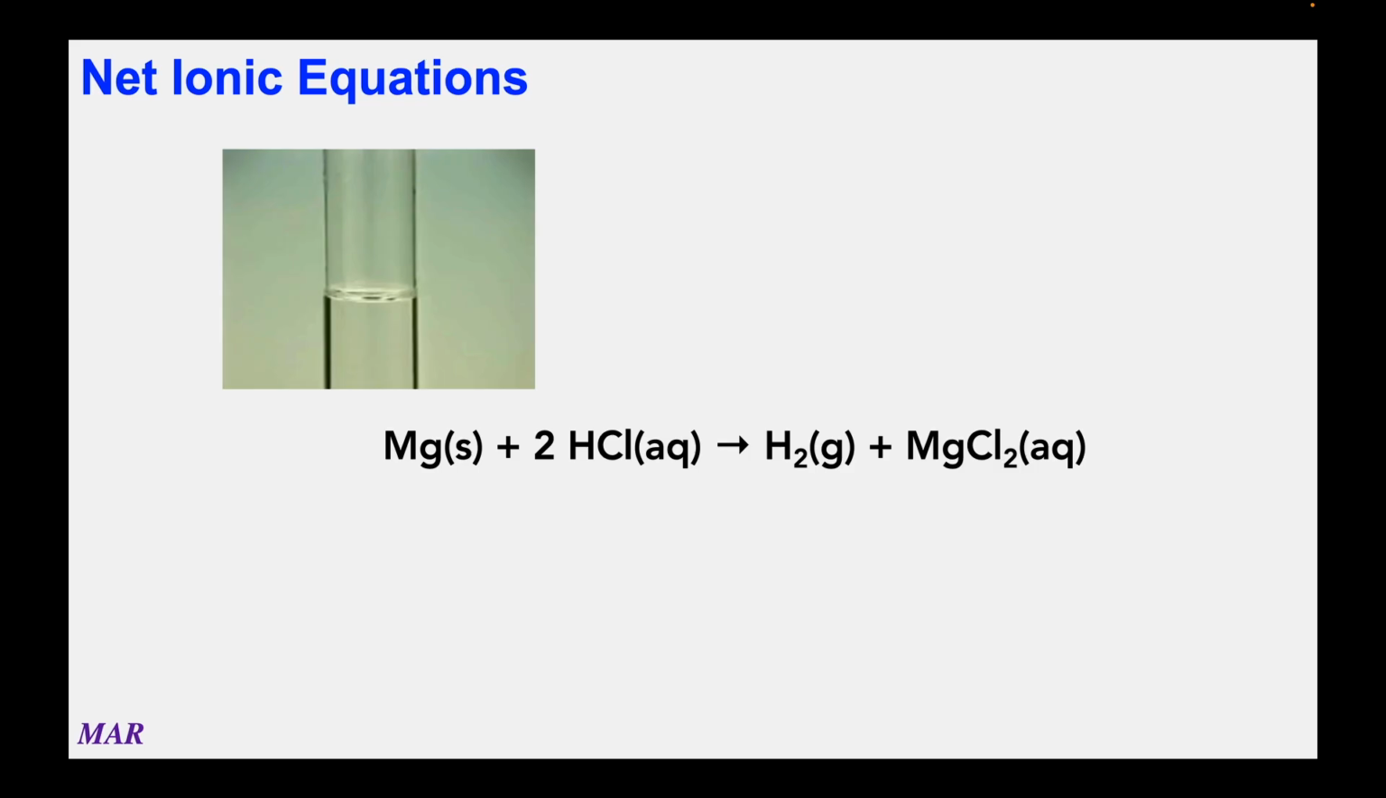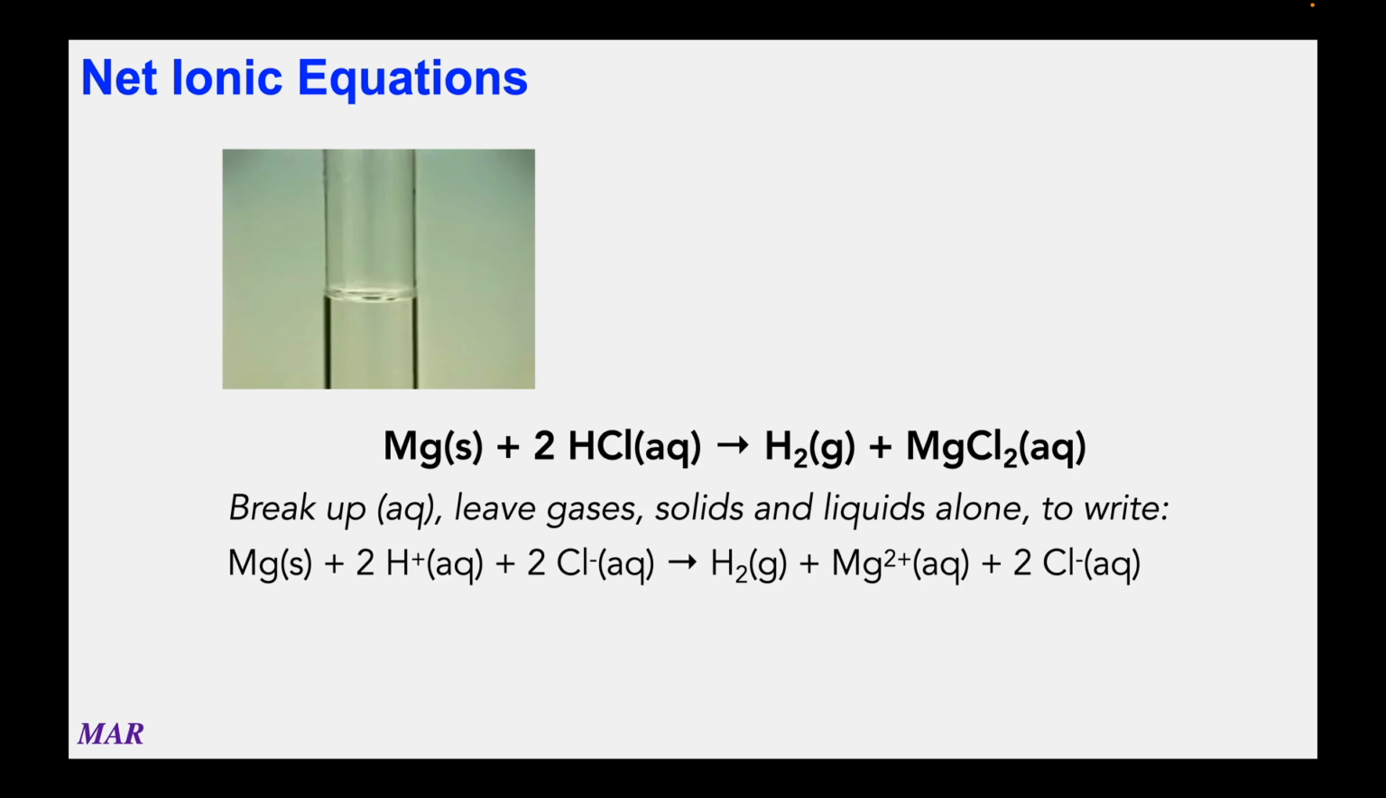No problem. So if we want to find the net ionic reaction, we're going to break up everything that is aqueous. We're not going to break up solids, liquids, and gases. And you should really repeat this with me because it's important. Don't break up solids, liquids, and gases. So what we would do to find the net reaction is we would break up the aqueous parts. But again, we're going to leave the solid magnesium alone because it's a solid. And we're also going to leave the H2 gas alone.